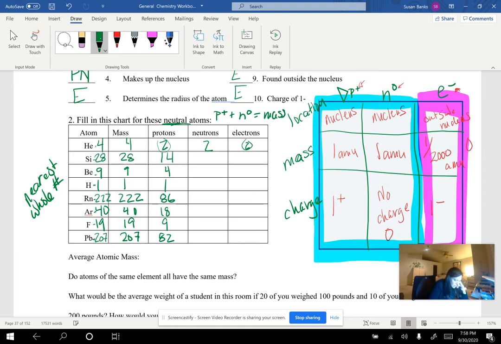So 28, our mass for silicon, minus our 14 protons will give me 14 neutrons. Remember, protons in a neutral atom equal electrons, so I will have 14 electrons. Okay, beryllium, 9 minus 4 will give me 5 neutrons. And 4 protons have to be balanced with 4 electrons.